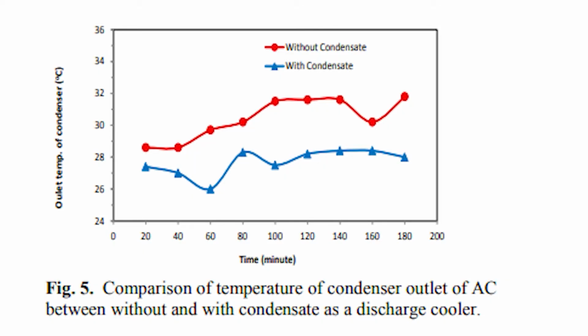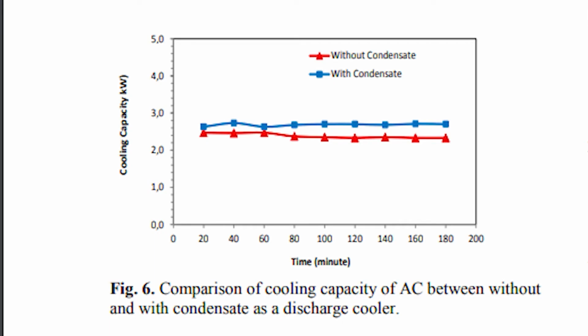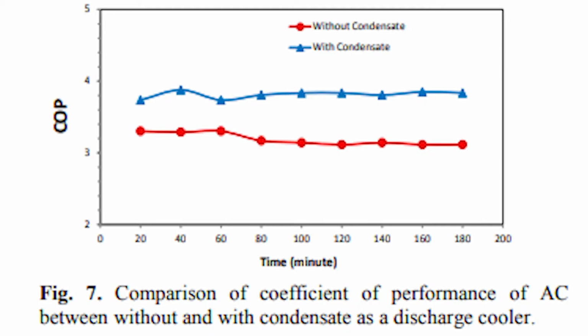Having a lower discharge temperature also gives a lower condenser outlet temperature, by an average of 2.7 Celsius. This then resulted in an increase of cooling capacity, for which condensate water has a 300 watt higher cooling capacity. All of this improvement by condensate water has resulted in an increase of COP by 16.4% compared to without using condensate water.